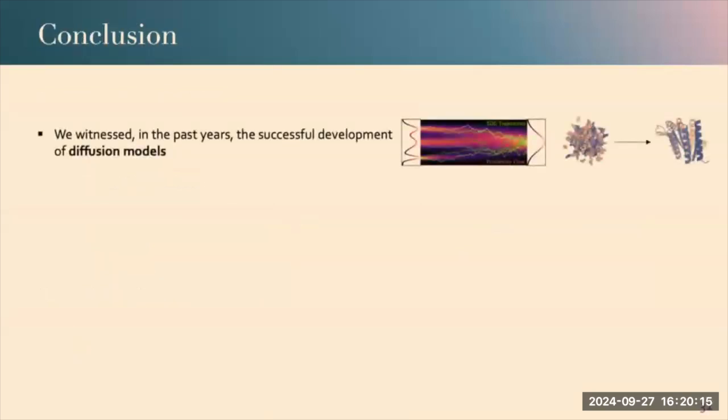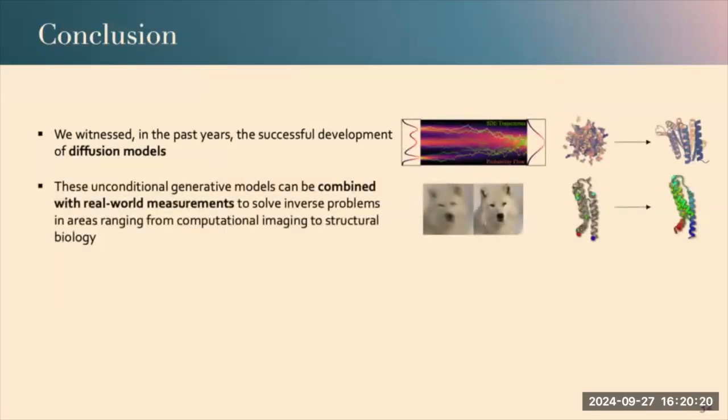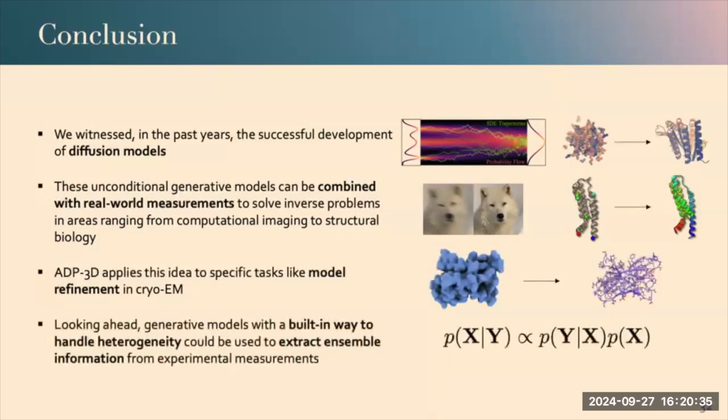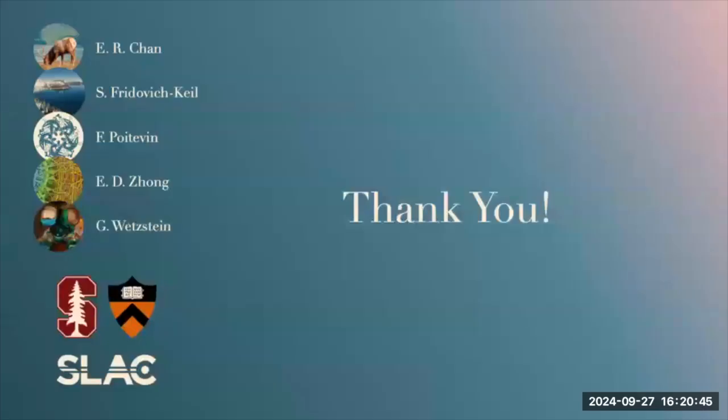I conclude briefly by saying that we witnessed in the past years the successful development of diffusion models, and those can be combined with real-world measurements to solve inverse problems in different fields like computational imaging, but also structural biology. The project I've been talking about, ADP3D, applies that to atomic model refinement. And looking ahead, I think we could open a lot of doors by having generative models that reason about ensembles of structures. And with that, I'd like to thank all my collaborators. I would like to thank you for your attention, and I'm happy to take questions.